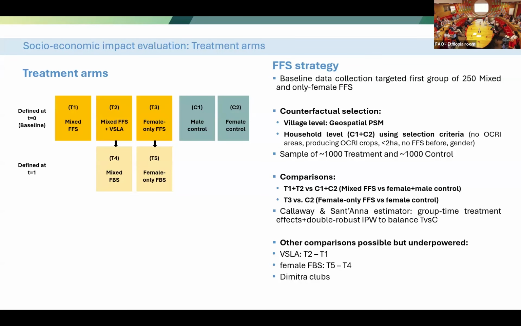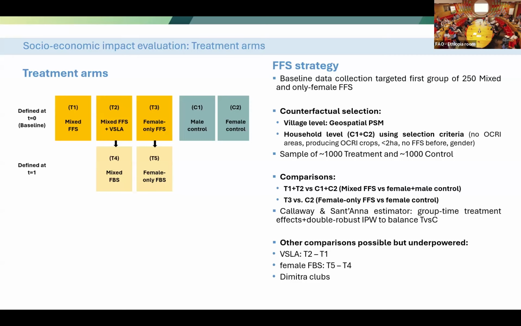So we have the mixed farming first school, the Village Savings and Loans Association, this complementary, and the female-only farming first school. And then we have the female and male controls, in which there are only farmers that are male or farmers that are female. There is also the farming business school.